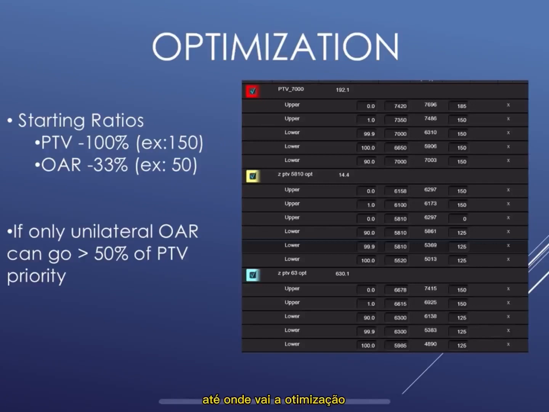As far as the optimization goes, you want your starting ratios to be at 100% and your organs at risk to be a third of that. I defaulted mine to 150 because I was used to that with the old Eclipse planning station. So I did 1/3. So 50 was the upper limit for my organs at risk. If you go unilateral, you could start at half the value of priority for the PTV.